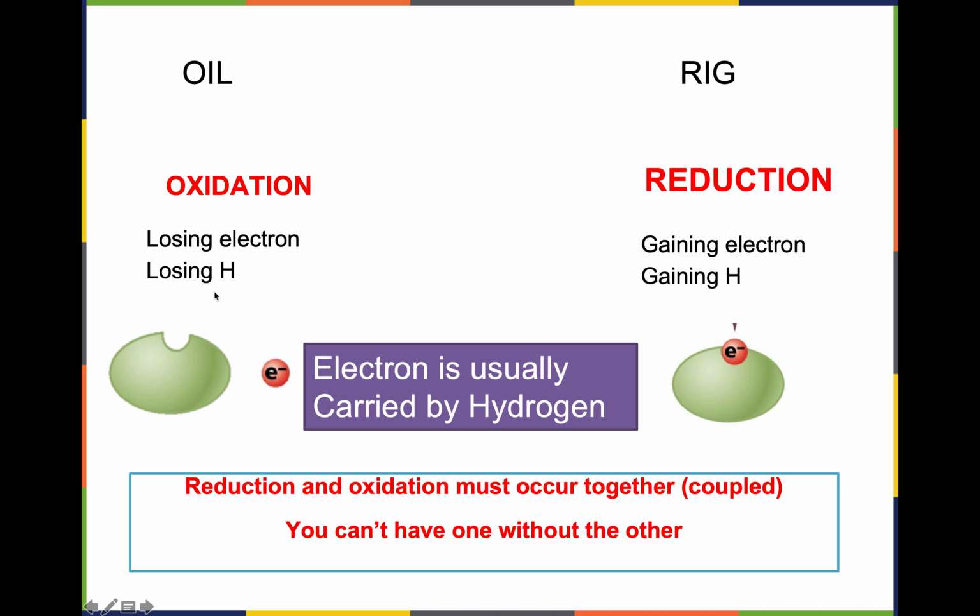Okay, so in the case of cellular respiration, the molecules that are losing hydrogen are also losing an electron. And the ones that gain hydrogen are the ones that are gaining an electron. And another important point is that oxidation and reduction reactions cannot happen without the other. You have to have both of them. So it's a coupled reaction. You can't have a reduction reaction without oxidation. You cannot have oxidation without reduction.